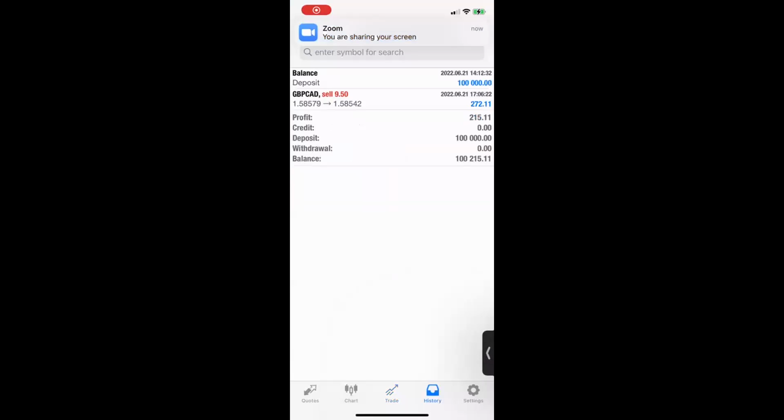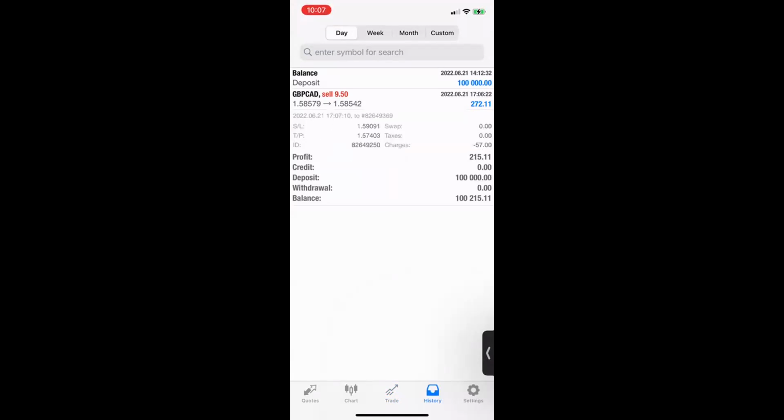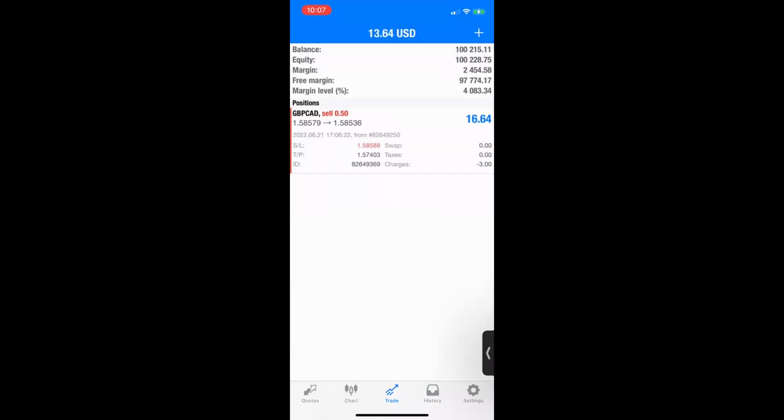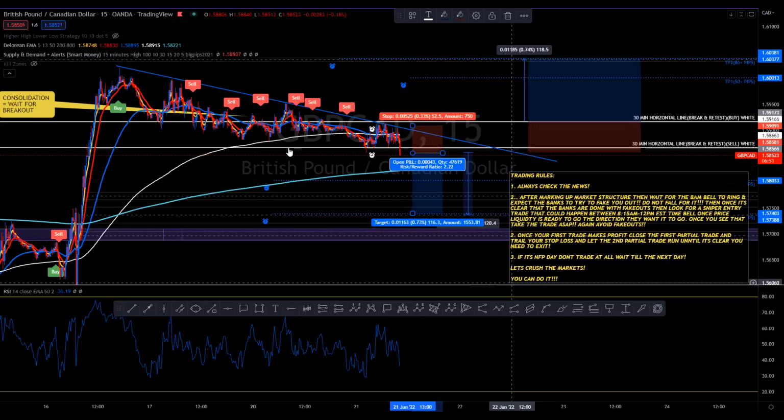So just in that short amount of time, $272 profit. Of course they took a lot of taxes out of that. So $215 profit, which is not bad. My second trade is still going and I trailed my stop loss, so that way if it stops me out, it'll stop me out in profit. Now let's go back to the main screen here.